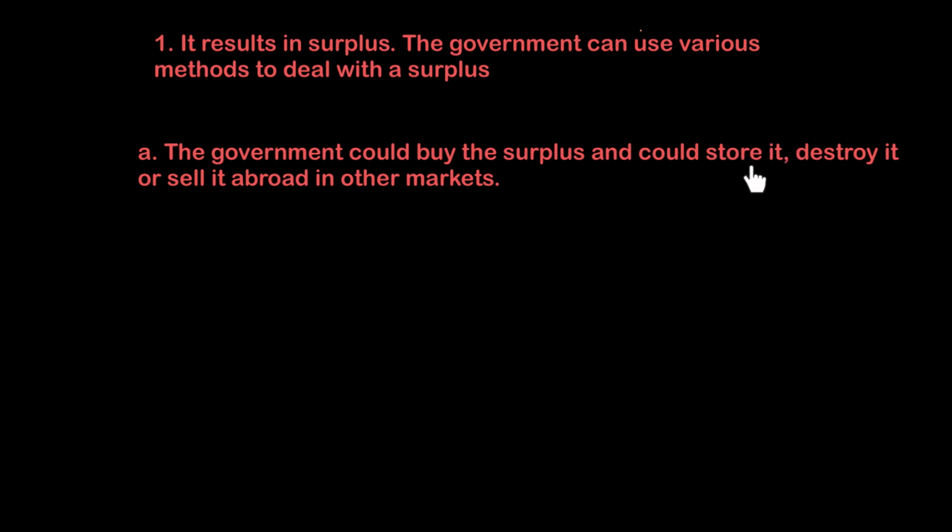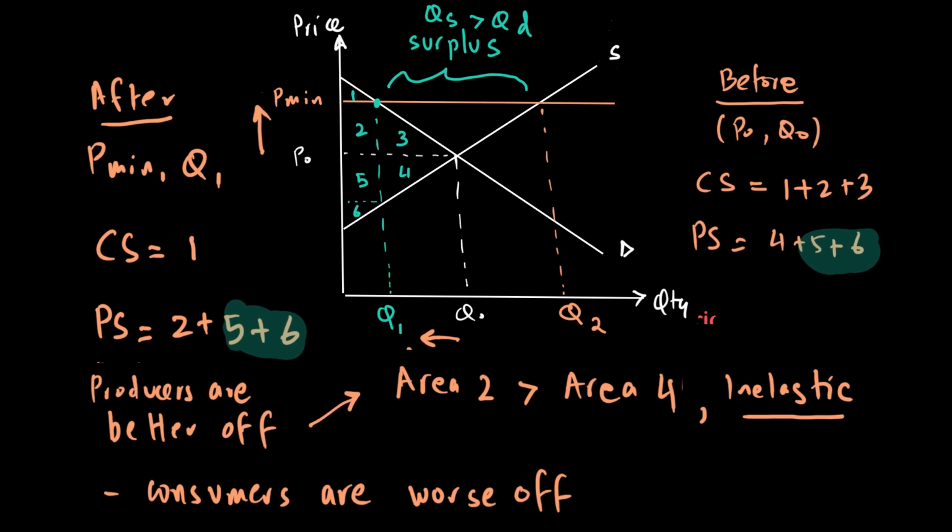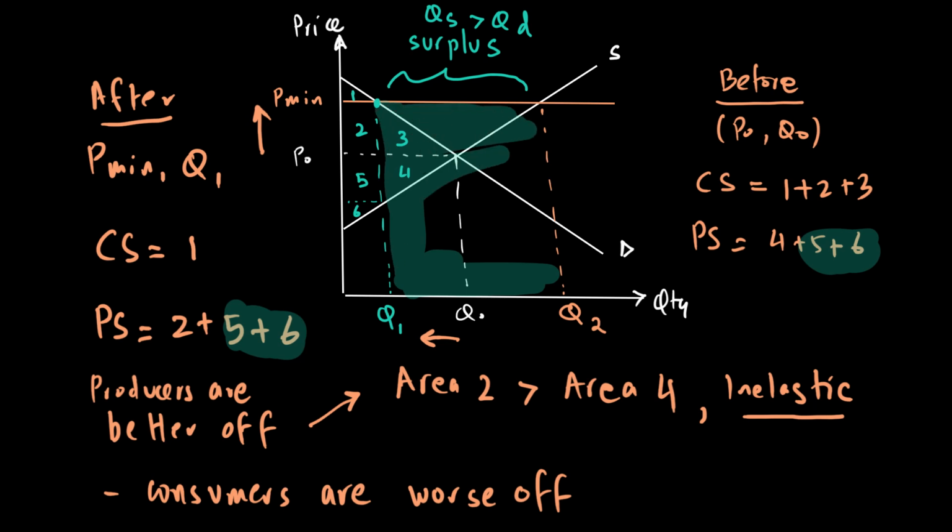If they do so, that's good news for producers, because if I go back to the diagram, if the government is buying all this surplus, then all this region, which is Q2 minus Q1 times your P min, let me just shade this region, all this will be the additional income to the producers. Why? Because now the producers are getting higher income.